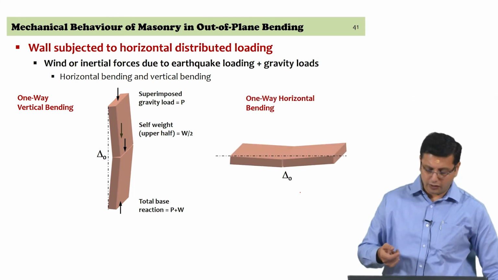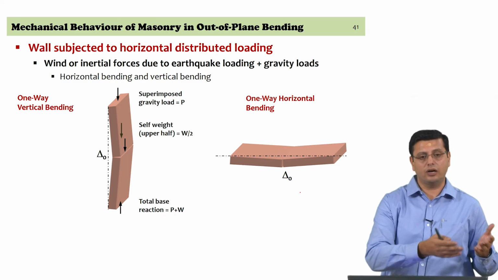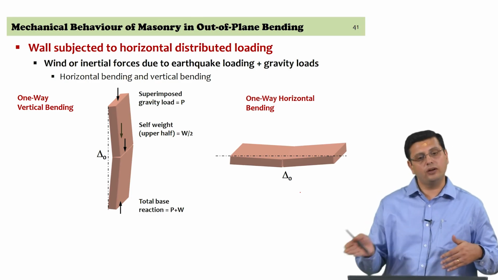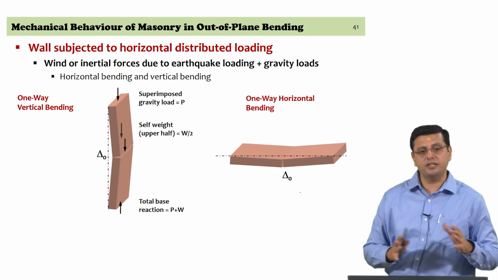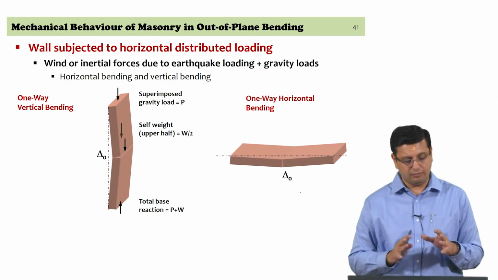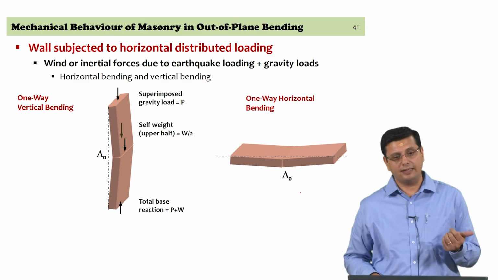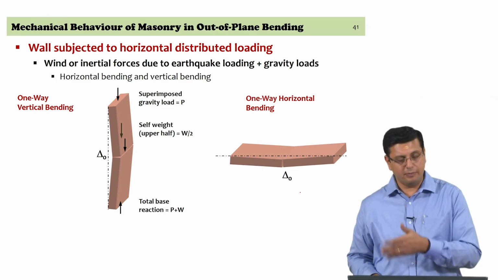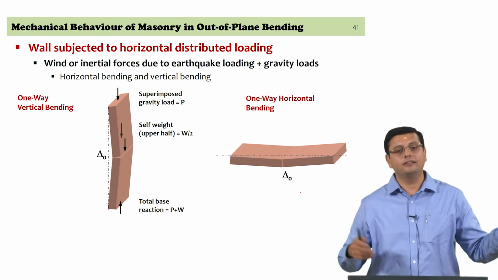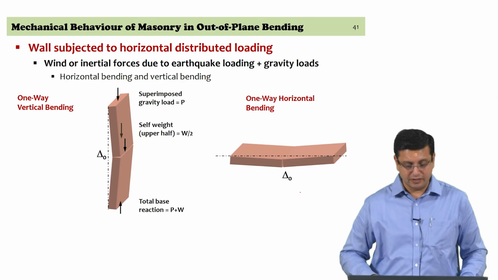When I am talking of one way horizontal bending, it is the wall which is actually opening inwards or outwards with a vertical crack that is formed, whereas in one way vertical bending you get a horizontal crack. The orientation of the crack might mislead you to get confused with the title. One way vertical bending is bending about the vertical axis, one way horizontal bending is bending about the horizontal axis. The one way vertical bending ends up with a horizontal crack, the one way horizontal bending ends up with a vertical crack. So that is the fundamental difference.